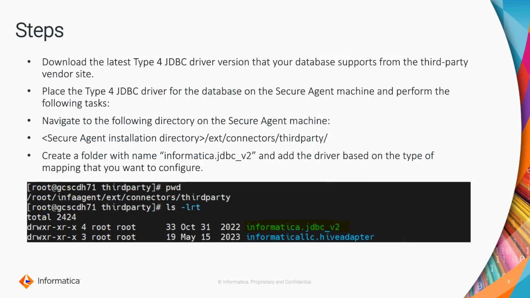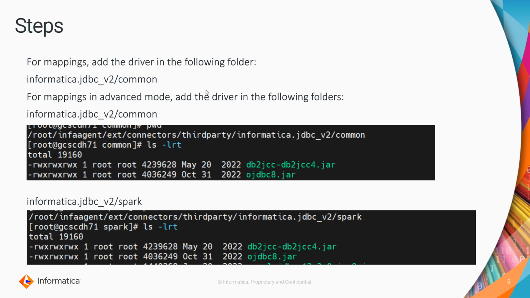So these are the steps to be configured on the secure agent machine before creating the JDBCv2 connection from IDMC. Download the latest Type 4 JDBC driver version that your database supports from the third-party vendor side. Now in the secure agent machine, you need to create a directory with the name informatica.jdbcv2 in this path, that is the secure agent installation directory /ext/connector/third party. In this informatica.jdbcv2 directory, you need to create a new directory based on what kind of mapping you want to run.